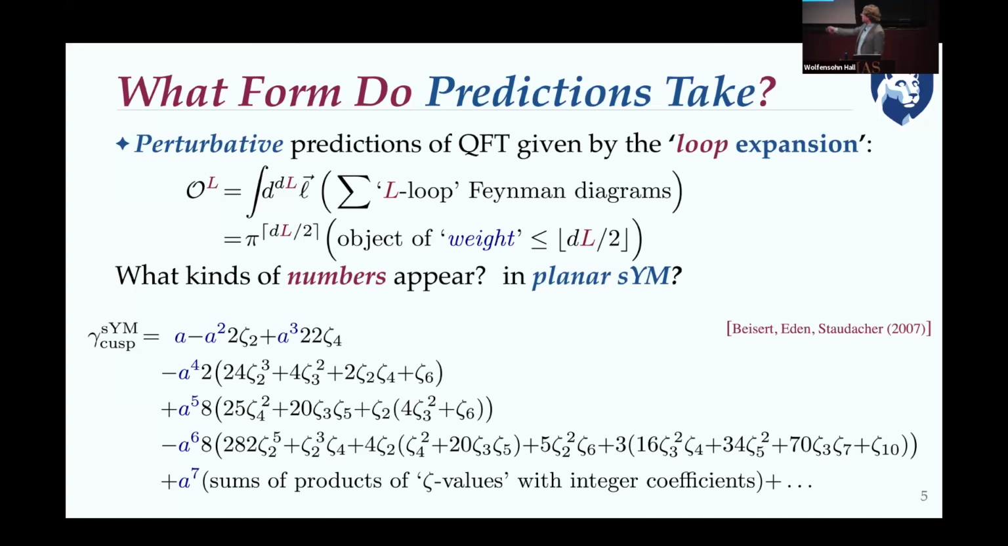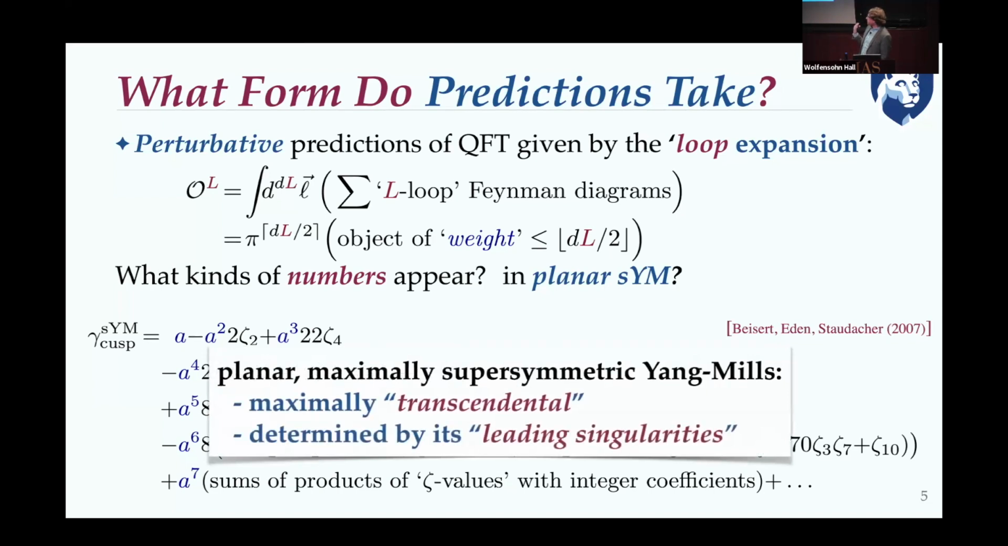And moreover, if you look at every term, all these products, 3 plus 5 is 8, 4 plus 4 is 8. Everything has fixed transcendental weight. And this is one of the reasons why people expected that, in terms of this inequality, maximal supersymmetry in the planar limit would have this beautiful property that it would be maximally transcendental, that it would saturate this bound, unlike the gyromagnetic ratio, unlike phi-4 theory, but it would really do it. And this is closely related to an idea that the amplitudes would be determined by their leading singularities.